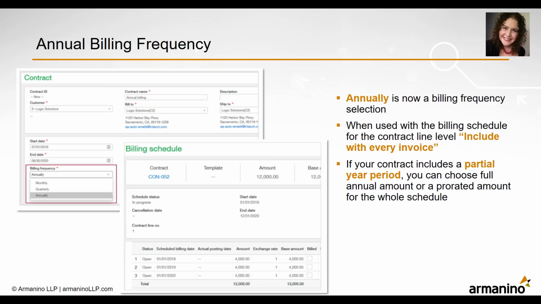And just to call out, if your contract includes a partial year period, you can choose the full annual amount or a prorated amount, and that selection is for the entire schedule. You can't do that one on the line level.